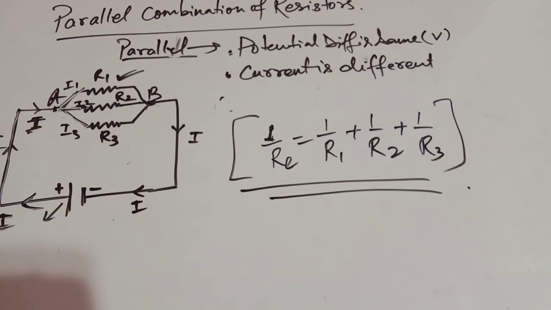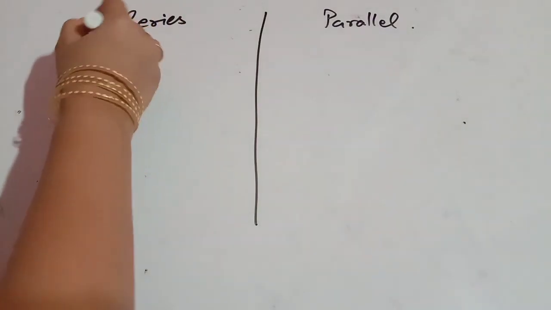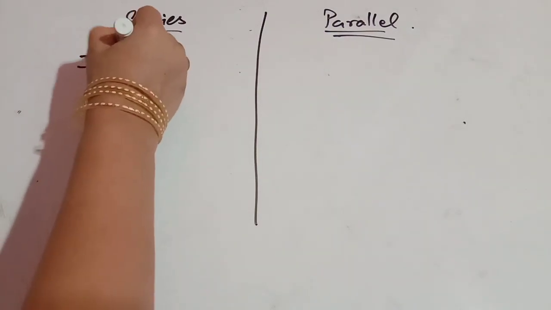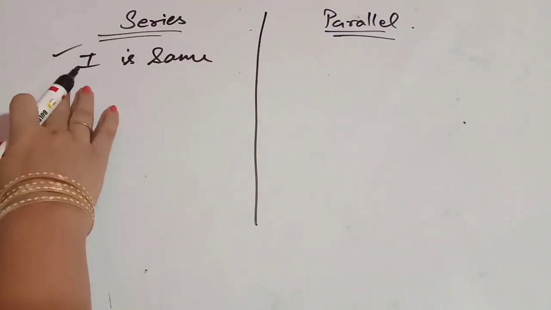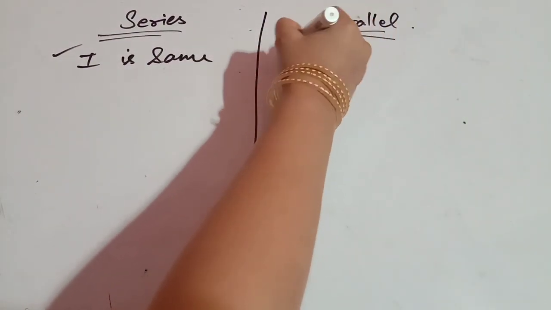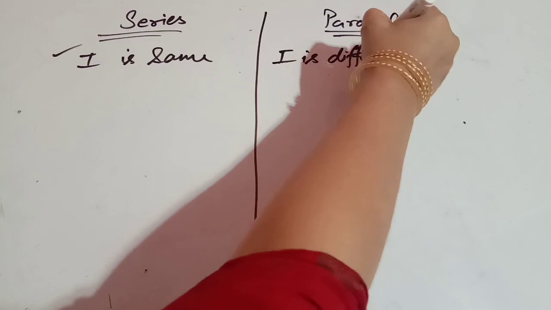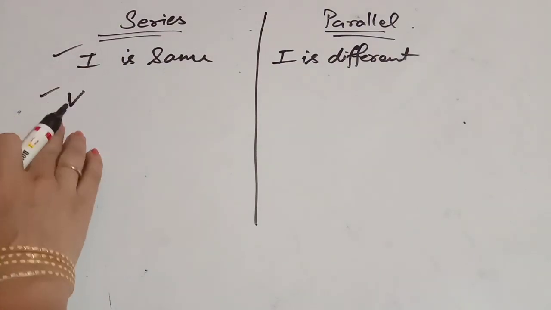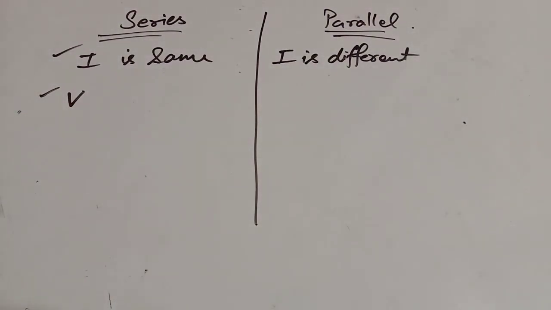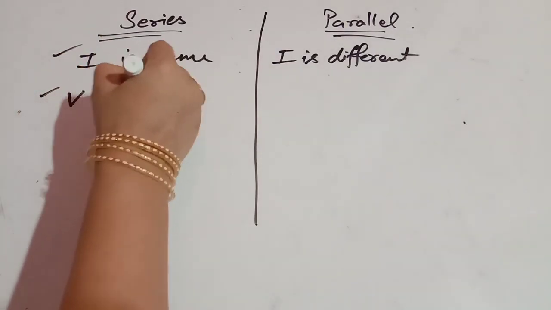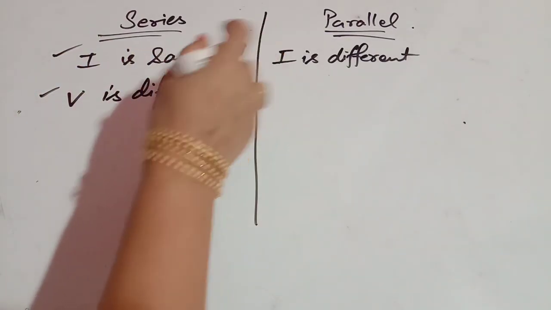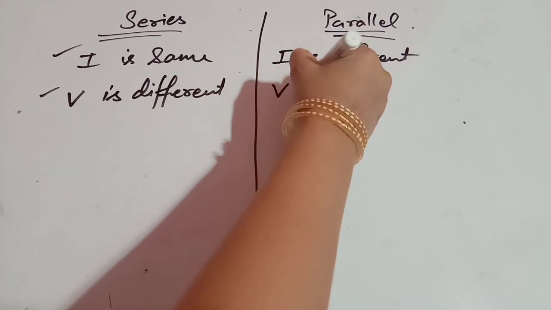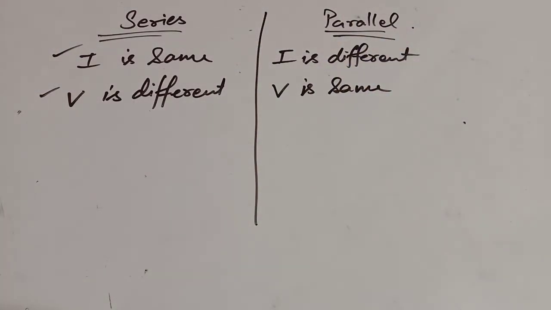Now what are the main differences between the series and the parallel connection of resistors? In series, the electric current I is same, but in parallel the current is different for the different resistors. The second point is that in series, the potential difference V across each resistor, R1, R2, R3, is not same, so V is different for each resistor. But in parallel, V is same across the ends of the resistors.